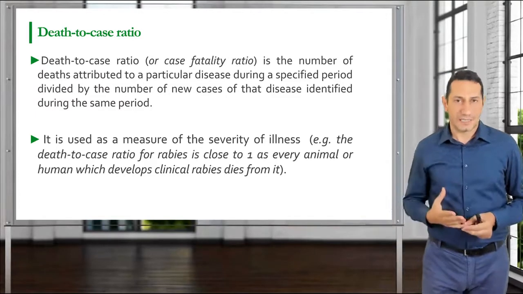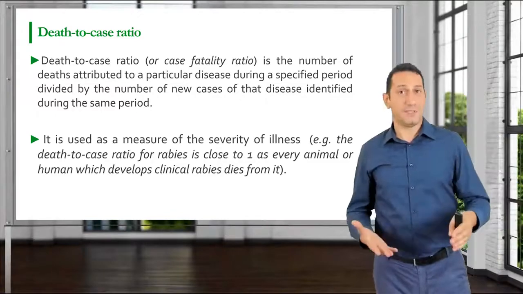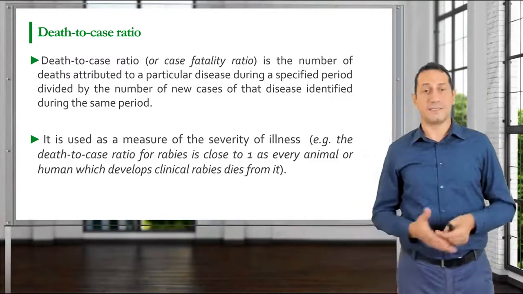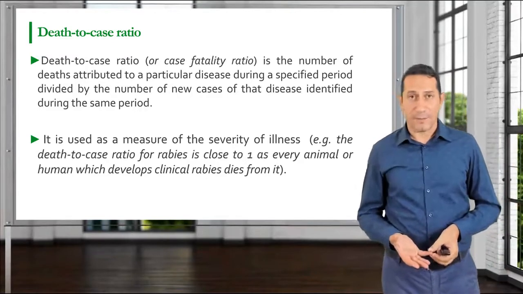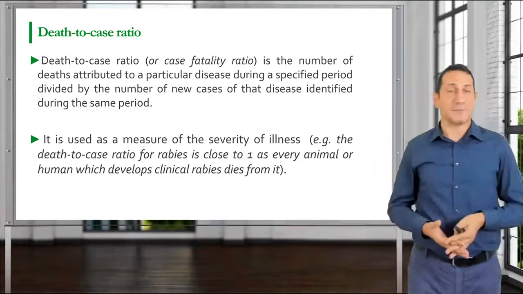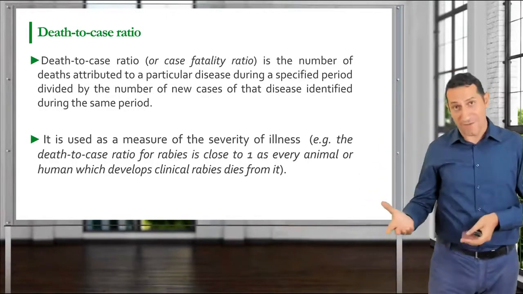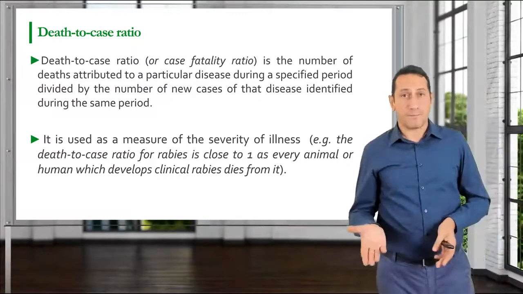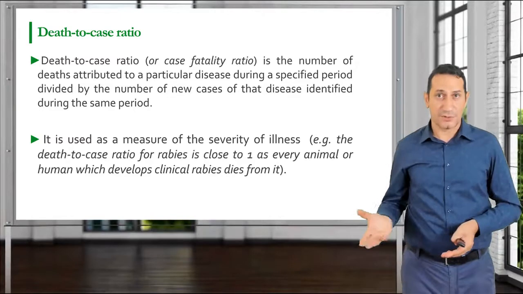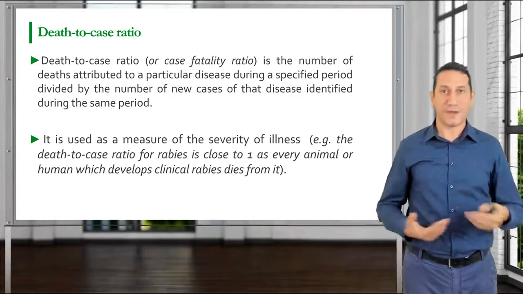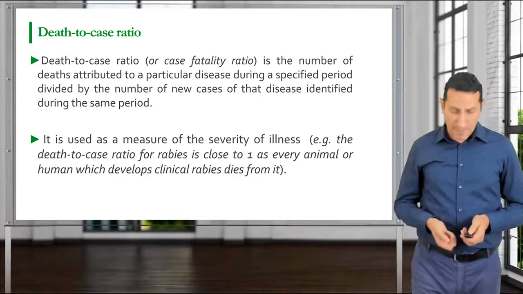So let's take an example. Rabies, which is a fatal disease at 100% if you develop clinical signs, would have a case fatality ratio of 1. But another disease, let's say the common cold, which by the way is also related, it's a coronavirus, but it's not like COVID-19, has a case fatality ratio near 0. So that's also used to compare different diseases, and that's very important as a number.